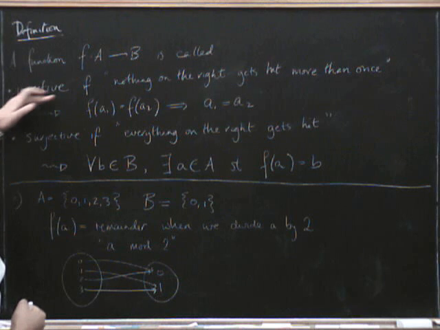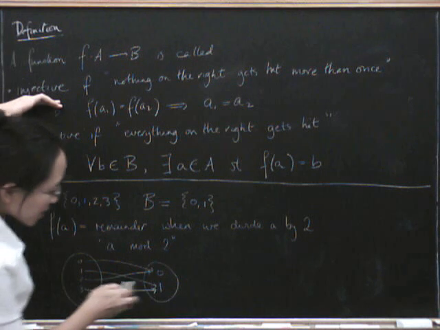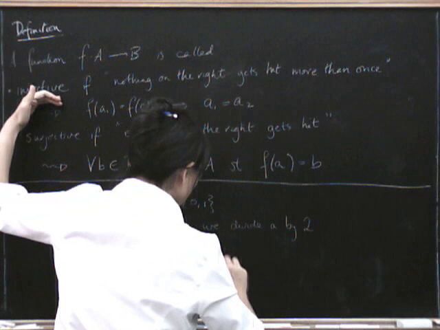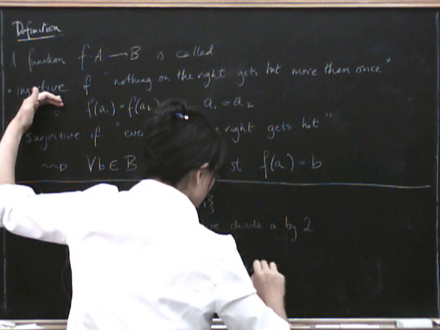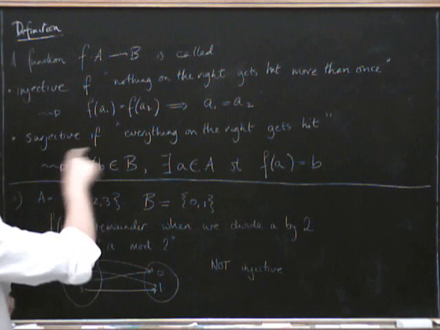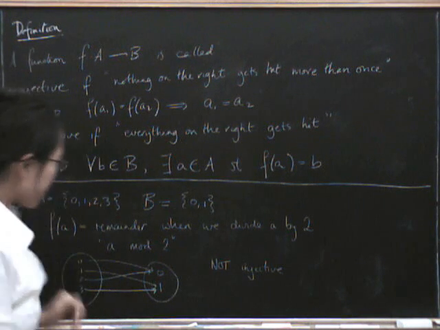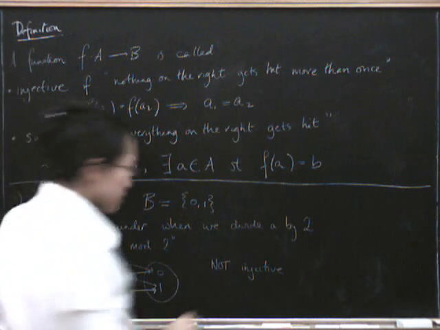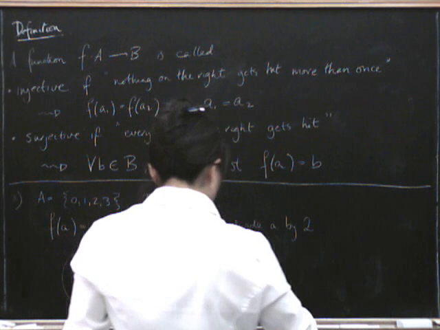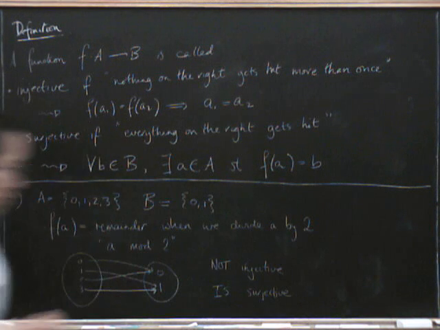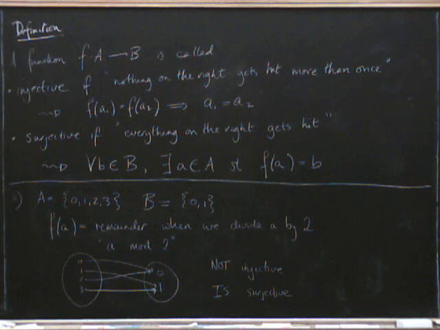So let's have a look. Injective means that nothing on the right gets hit more than once, whereas here, everything on the right got hit twice. So this is not injective. Okay? Now let's look at surjective. Surjective means everything on the right gets hit. And let's have a look. Yeah, everything on the right did get hit. So this is surjective. So that deals with that example.